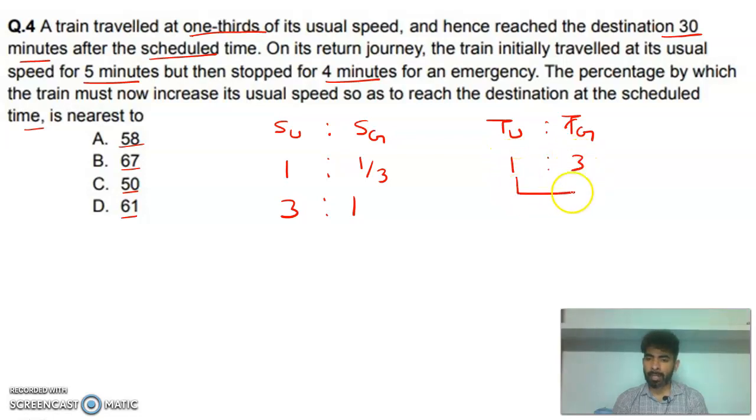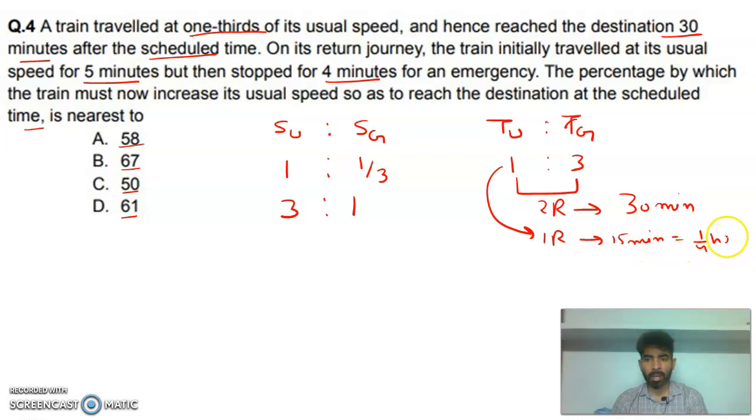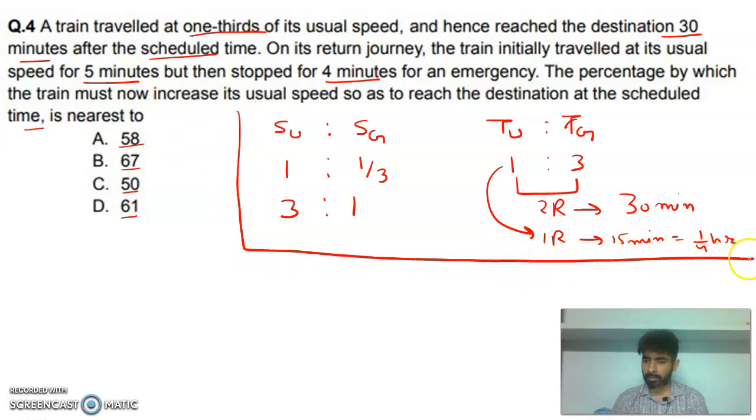Now it is given that the increase in time, which in terms of ratio is 2 ratio, is equal to 30 minutes. So if 2 ratio is equal to 30 minutes, I can say the 1 ratio, which is the usual time, is equal to 15 minutes, or 1/4 hour in terms of hours, right?